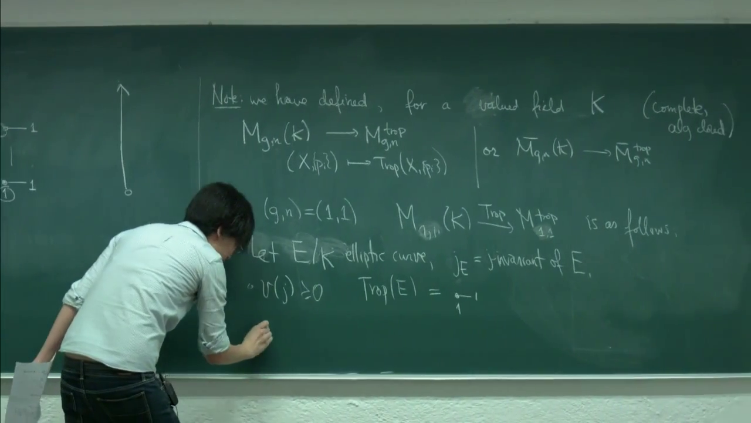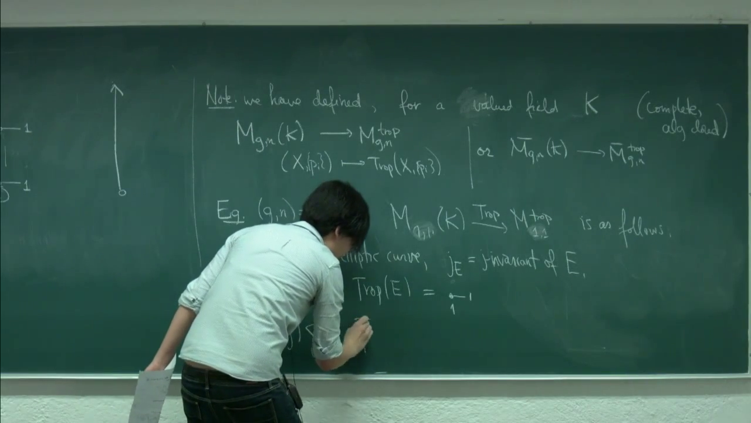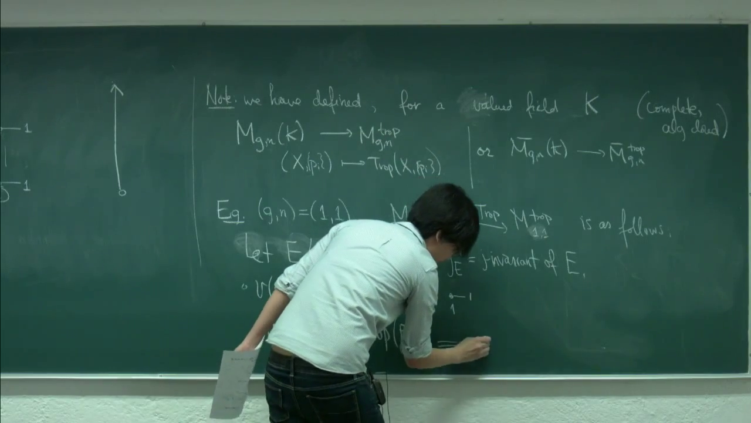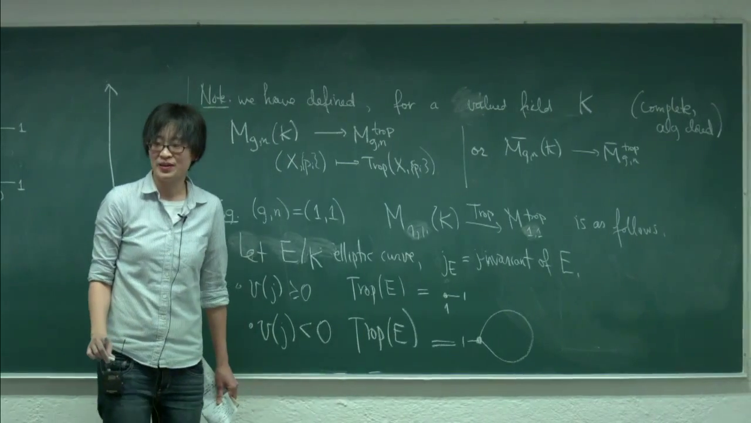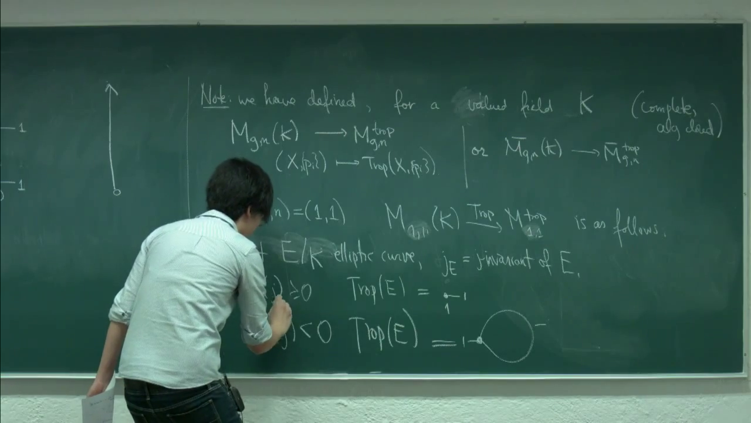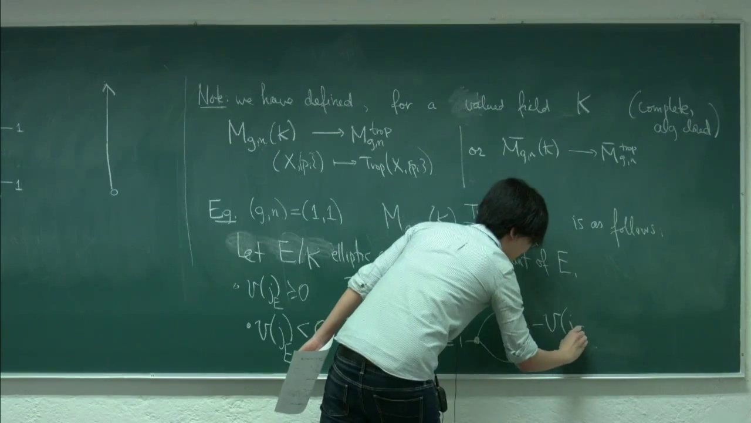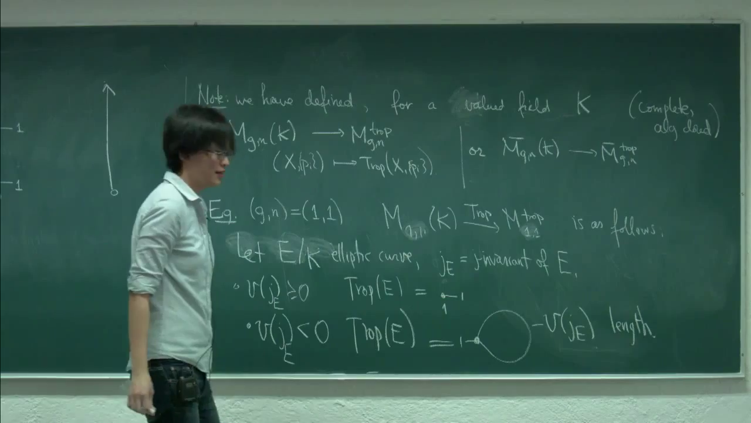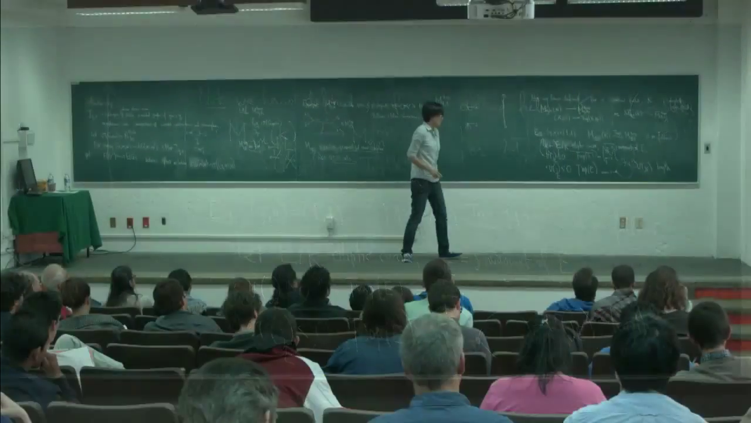And if the valuation of j is negative, then the tropicalization of E is the loop with one marked point. And what is the length of the loop? It is the negative of the valuation of the j-invariant, j_E. Okay, that's, I think, a beautiful story, and there's a lot more that one could say.